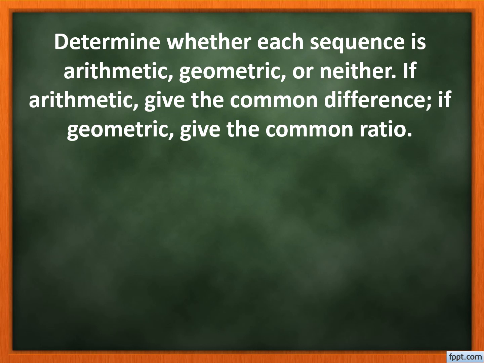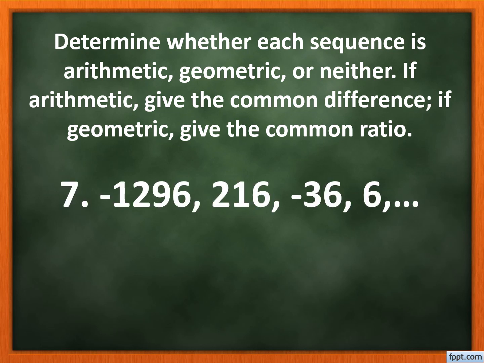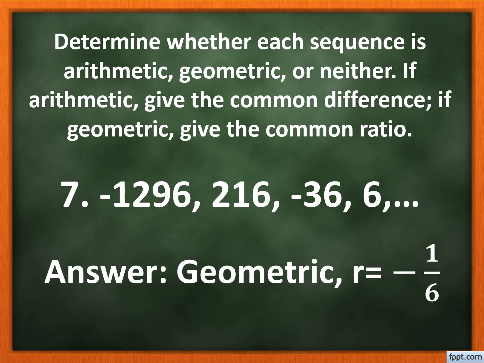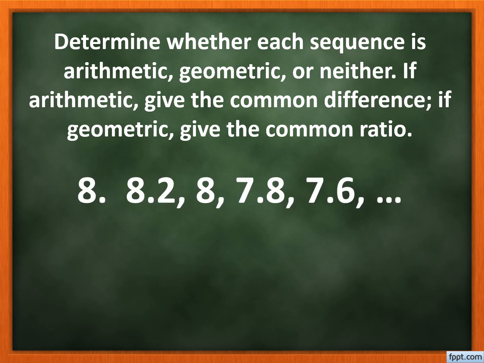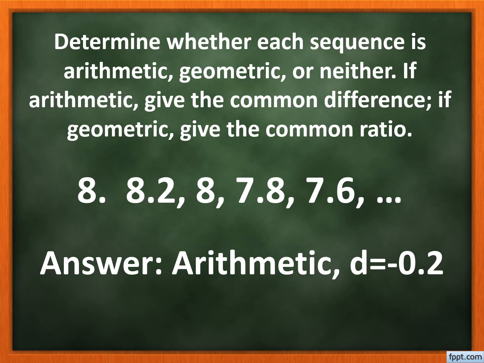For number 7, we have negative 1,296, 216, negative 36, 6, and so on. What type of sequence is this? The answer is geometric sequence, and the common ratio is negative 1/6. Moving on with number 8, we have 8.2, 8, 7.8, 7.6, and so on. So this one is an example of arithmetic sequence, and the common difference is negative 0.2.